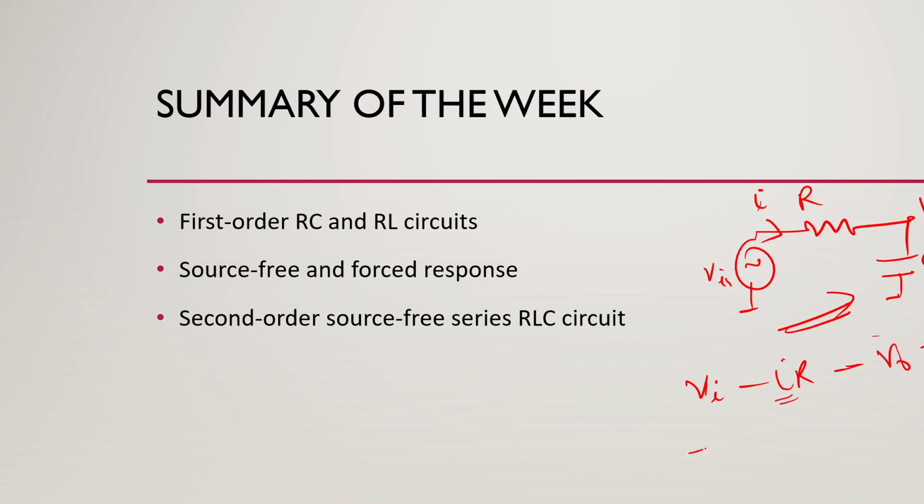And what is this I, by the way? This I is equal to C dV naught by dt. So let's replace that. So this will become VI minus RC dV naught by dt minus V naught is equal to 0. You see, this is a first order differential equation, isn't it? In the variable of interest V naught, it's a first order differential equation. That is why we say that this kind of circuit is a first order circuit, because the differential equation that we get for this circuit will be first order in general.